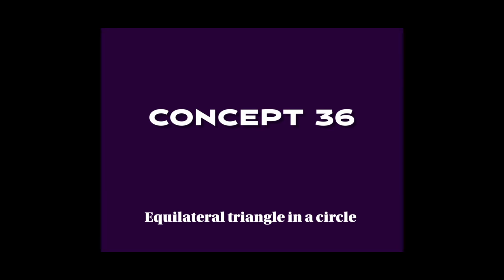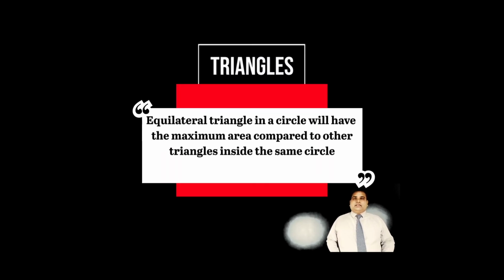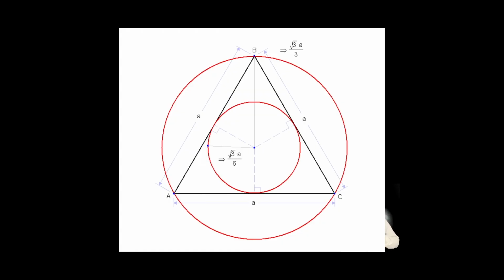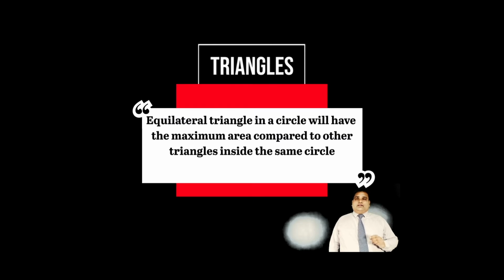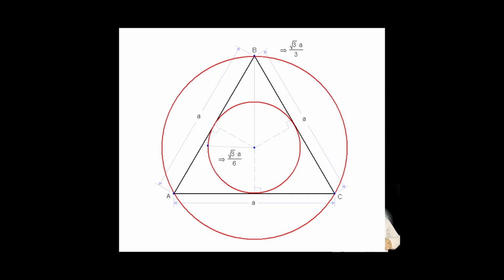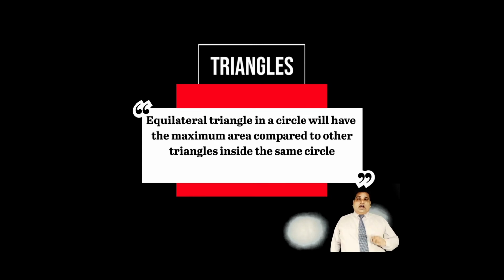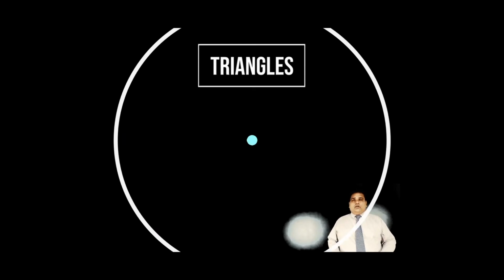Concept number 36, equilateral triangle property in a circle. An equilateral triangle in a circle will have the maximum area compared to other triangles inside the same circle. Again, if we draw various triangles in a circle, the equilateral triangle will have the maximum area. This is again a very interesting and unique property. In a circle, we can make n numbers of triangles, but when we draw an equilateral triangle, that triangle will have the maximum area. That property is known as the maximum area property of an equilateral triangle within a circle.